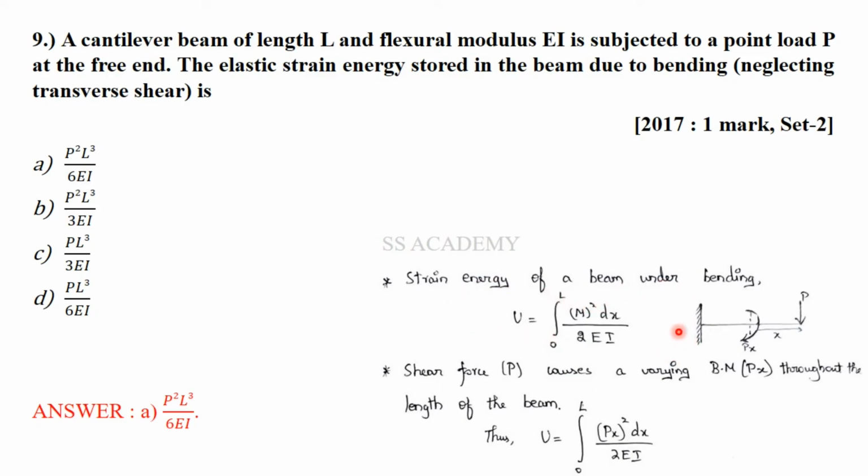Here is the setup which they have given, and I have demonstrated it using a picture. This P causes a moment at a cross section S, Px. Similarly, at any cross section it will be x into the load, that is the distance into the load. So shear force P causes a varying bending moment throughout the length of the beam. It is not constant, so you can't take M squared by 2EI outside. So you have to consider Px as the moment, (Px) whole squared into dx by 2EI. Upon solving, you will get P squared L cube by 6EI as the answer.